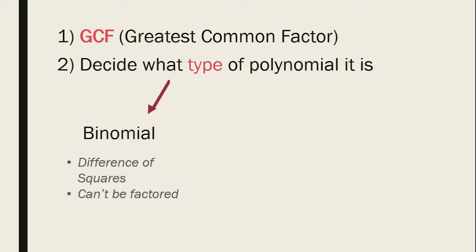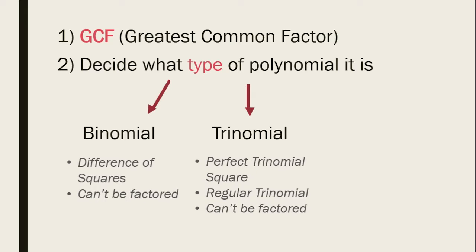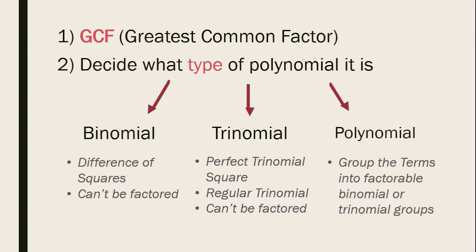Then we have our trinomial. Our trinomial means that it contains three terms. How do we deal with that? We can do a perfect trinomial square, a regular trinomial, or it cannot be factored. And finally, we have our polynomial. And that means that there are many terms. How do we do that? Well, we group the terms into factorable, binomial, or trinomial groups.